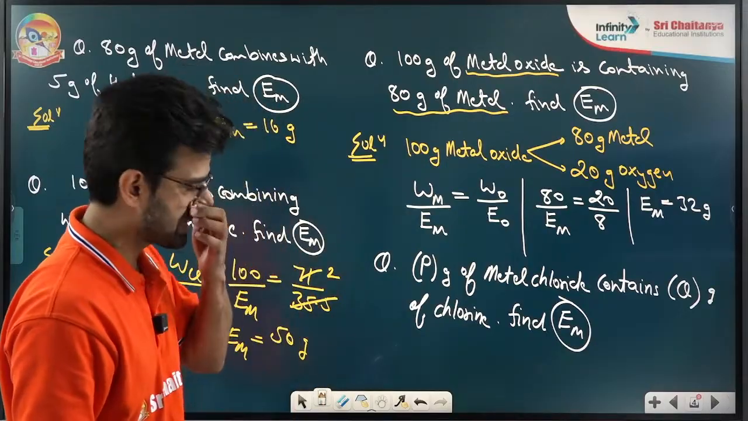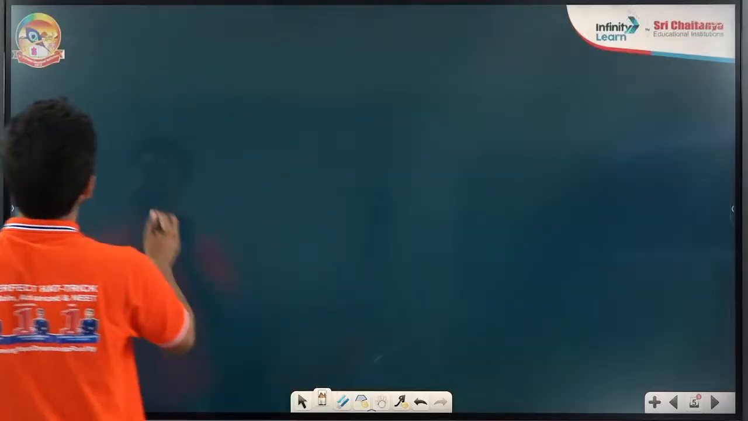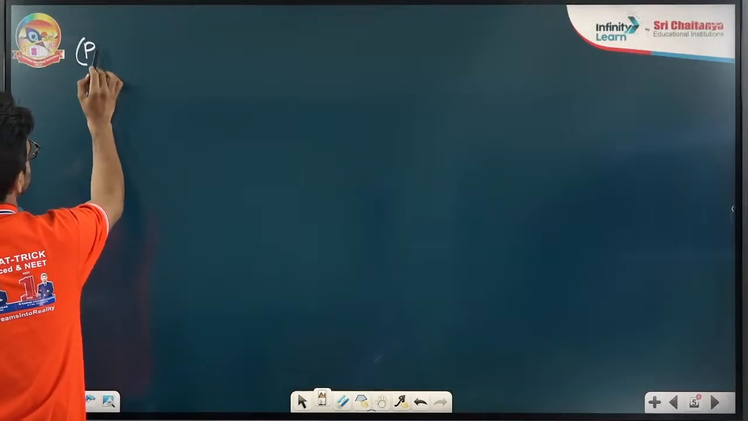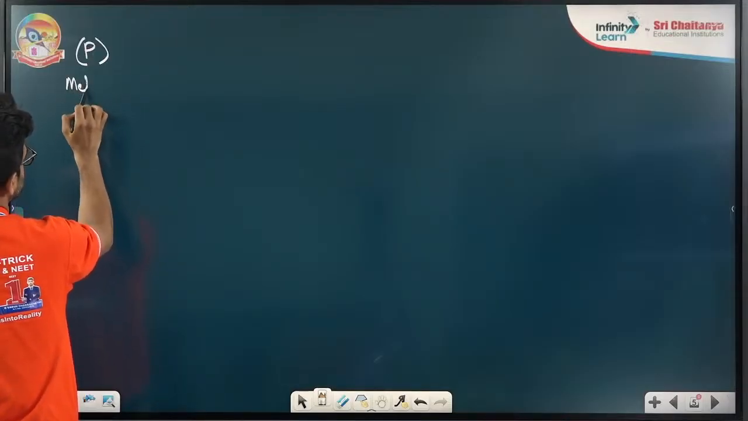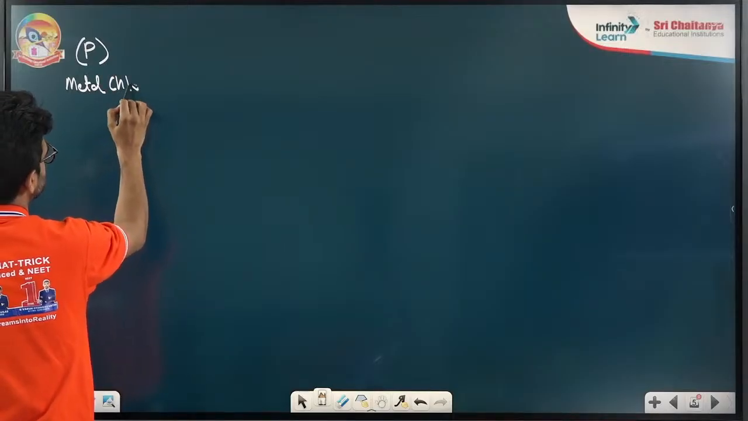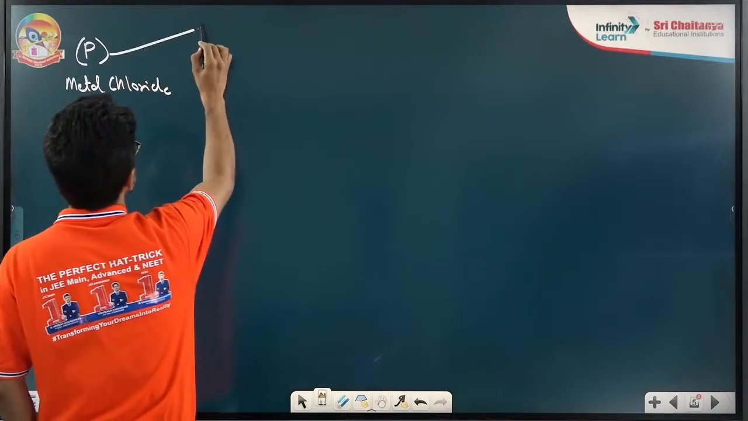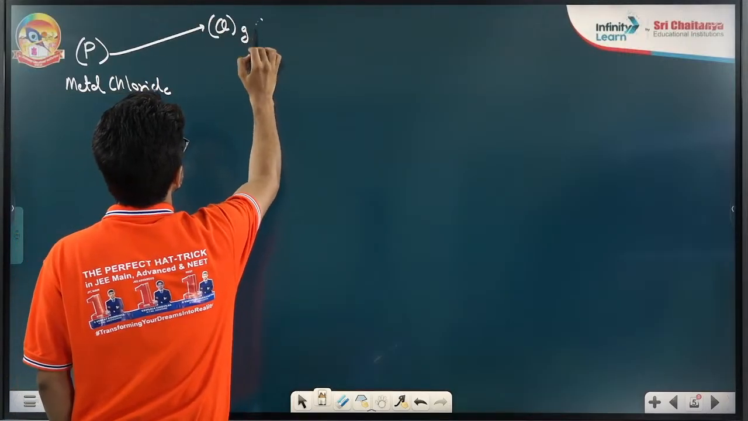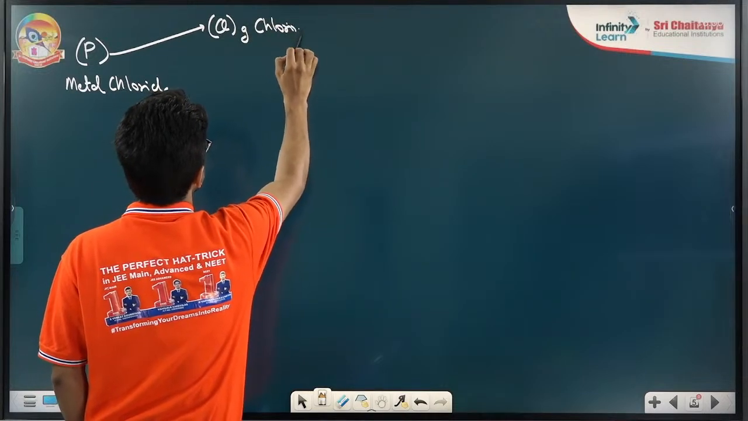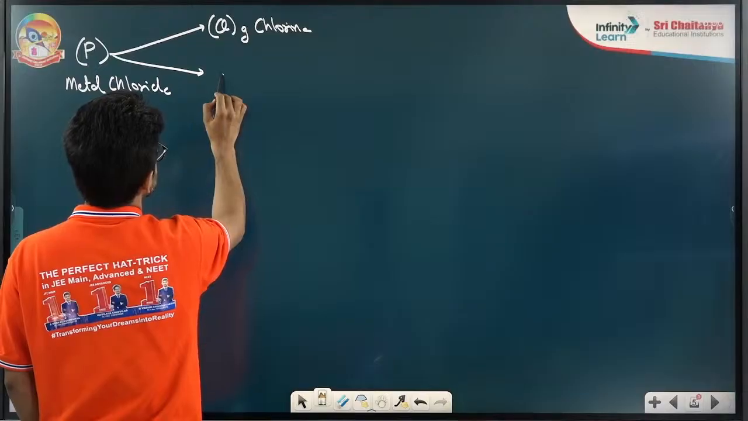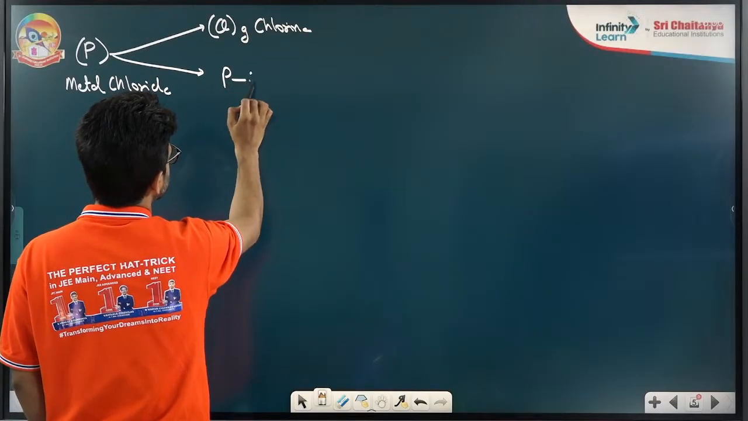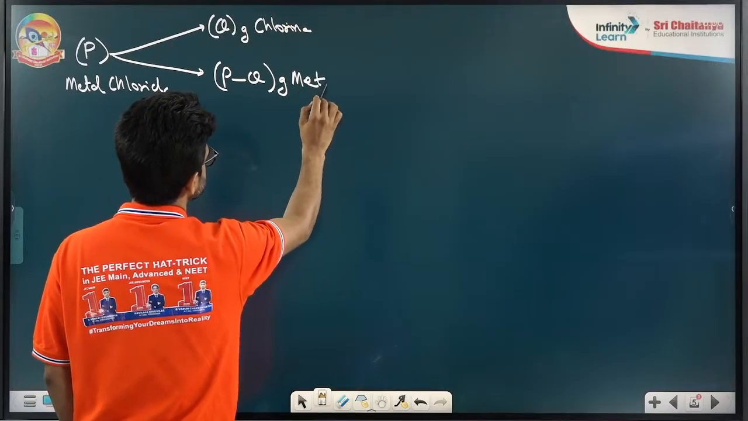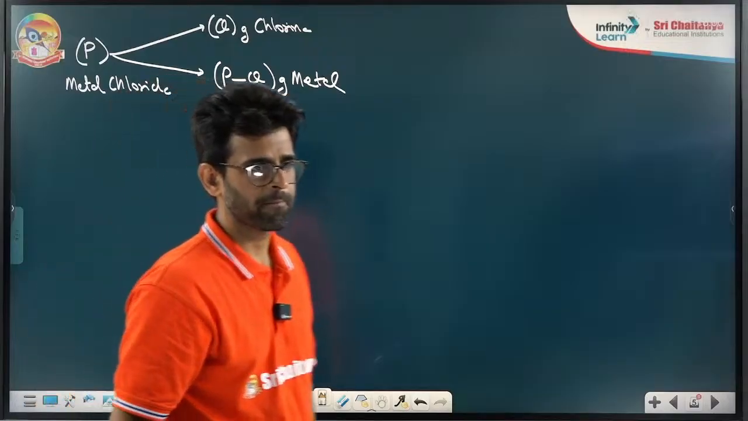So you can see here, I'm writing the next part. I said we have P gram of metal chloride. This metal chloride has some part of metal and some part of chlorine. I said it is containing Q gram chlorine, right? So what is remaining? Total is P, Q is chlorine, so P minus Q gram is metal.